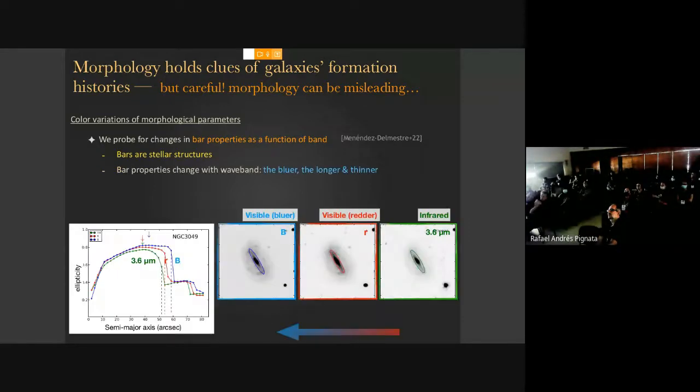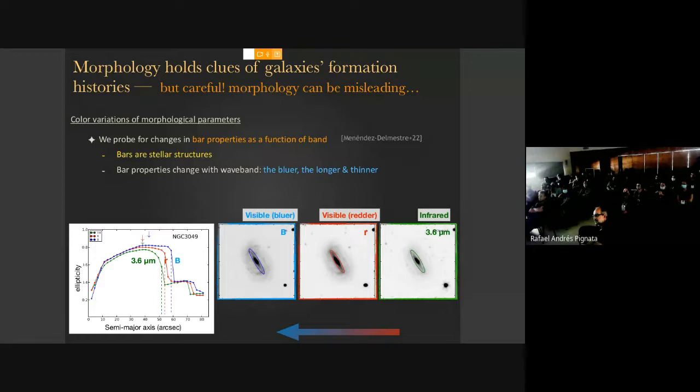We have been working on something that we should be submitting pretty soon, looking at bar properties as a function of wavelength. Here, basically, we're tracing the ellipticity profile as a function of semi-major axis, so distance from the center. This is what you typically associate with the presence of a bar: a monotonic increase in ellipticity and then a sudden drop when the ellipses fitted to the isophotes start fitting the disk. And if you're not in a very inclined galaxy, you will actually see such a drop.